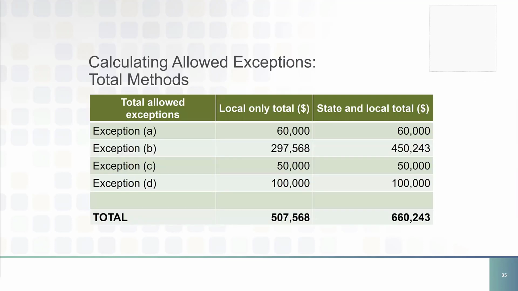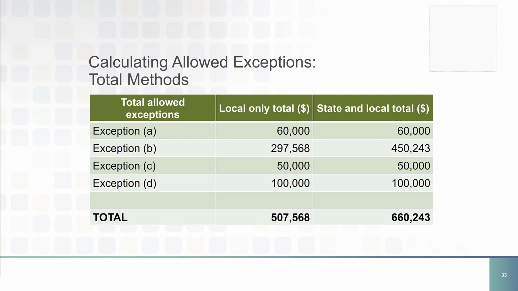So now that we've reviewed these exceptions, let's calculate the total allowed exceptions. We've brought over the totals from our examples for the exceptions. We used example 2 for exception C, the termination of exceptionally costly programs. For exception D, the termination of costly long-term purchases, remember that the second year of our 2-year contract was $100,000 rather than $70,000. So the $100,000 appears here. When we add these amounts together, we get a local only total of exceptions of $507,568.